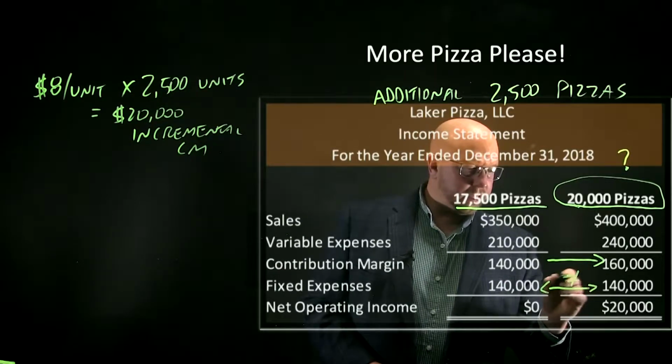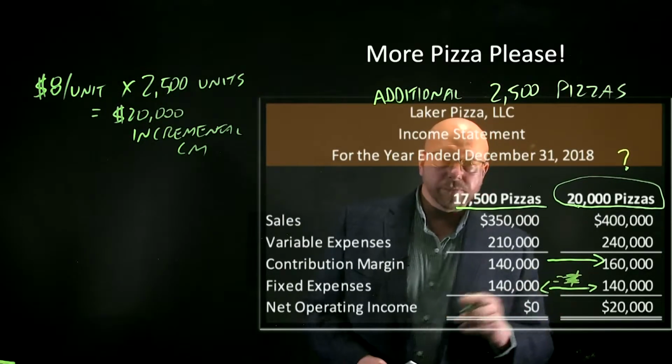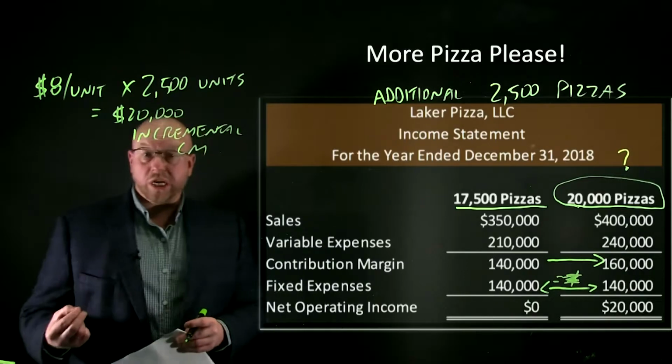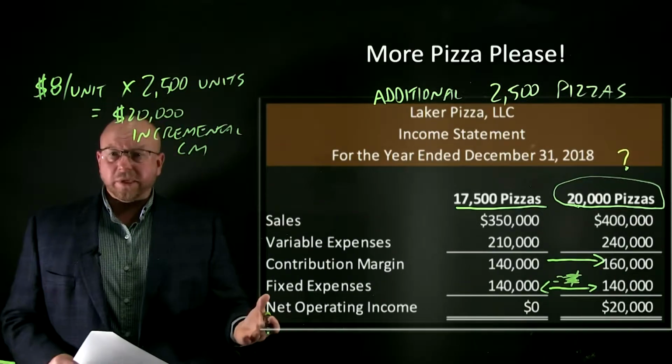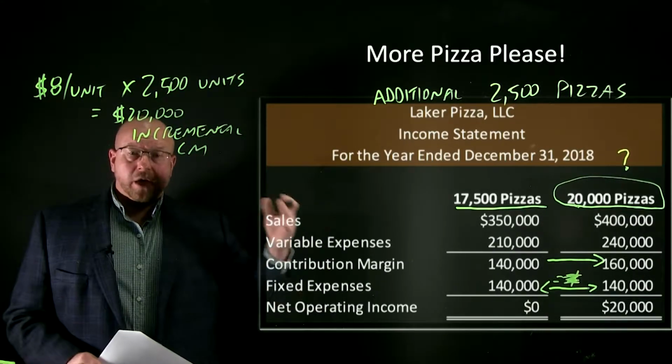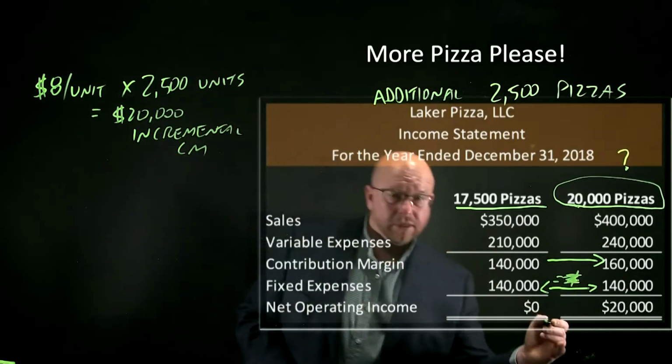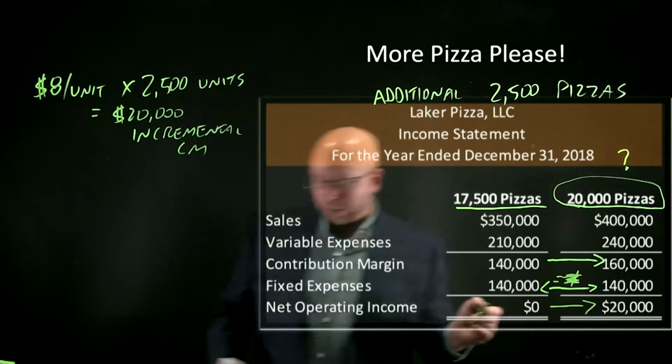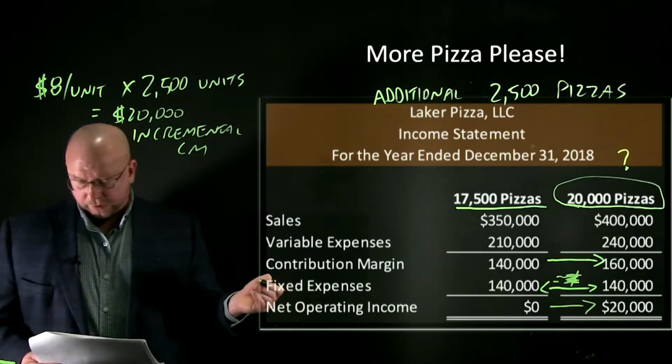Okay, in fact, I should actually say that's not equal. What I meant to say was there's no change there. So fixed expenses stay the same, and contribution margin goes up by 20,000. That's why we can see this operating income increasing by 20,000.